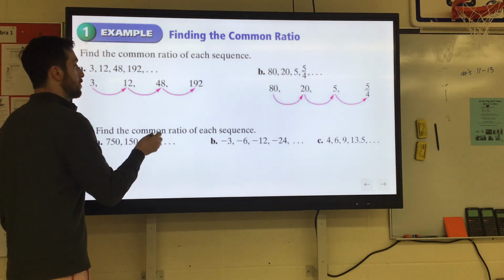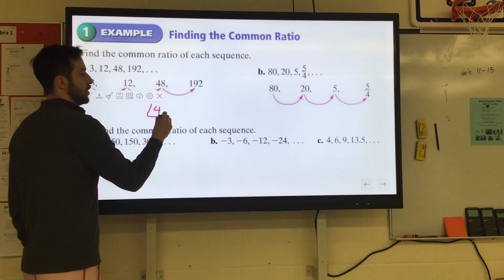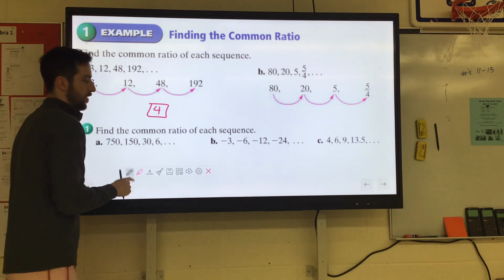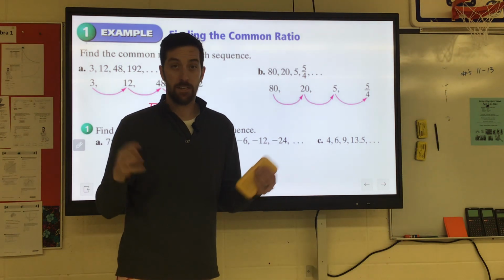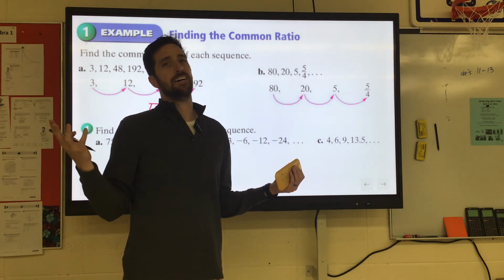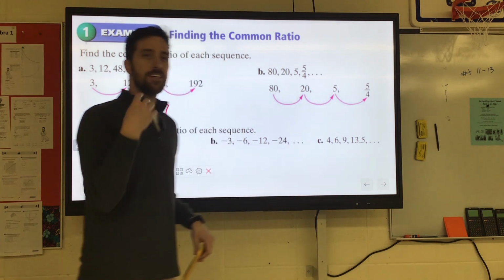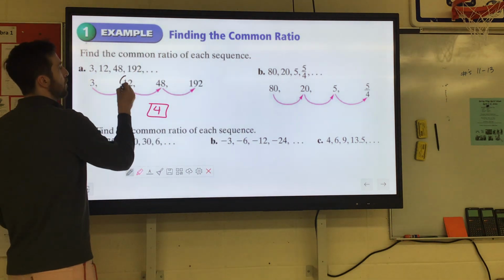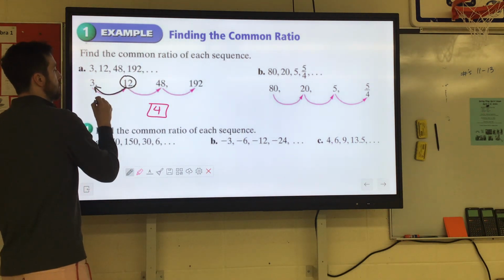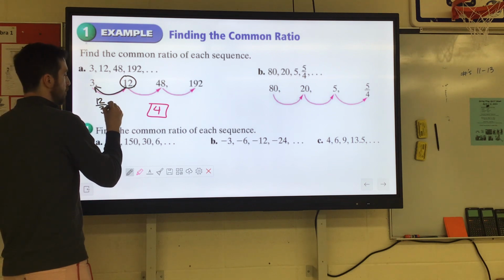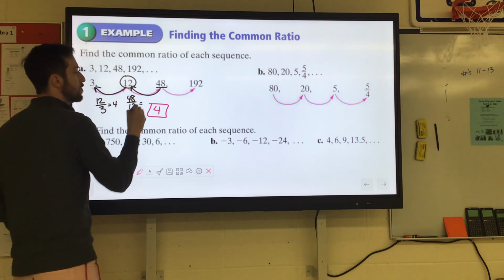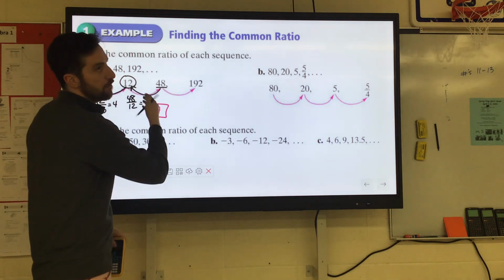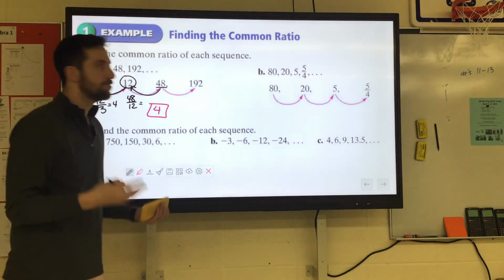Now maybe that number didn't jump out at you. Or maybe you struggle with finding factors and doing multiplication. Fear not. There's another way. You could take any term and divide it by the previous term. If you did 12 divided by 3, it's 4. If you did 48 divided by the term right before it, 48 divided by 12 is also 4. 192 divided by 48 is 4.